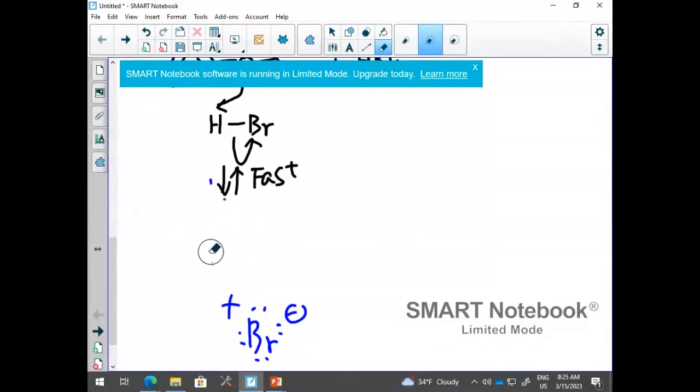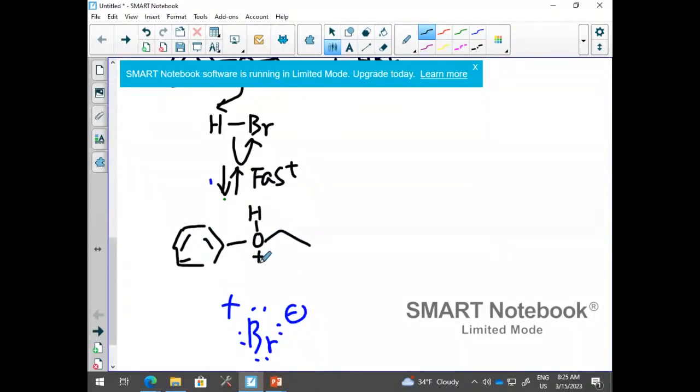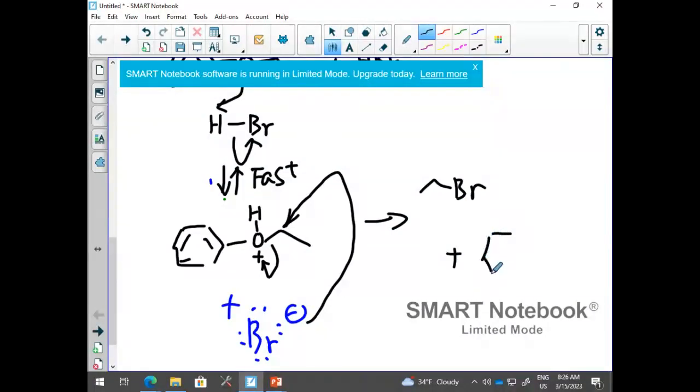Okay, let me rewrite it, maybe easier. Because this carbon oxygen bond is weaker than that carbon oxygen bond, breaking of this carbon oxygen bond is easier than breaking of that carbon oxygen bond. So this alone can justify why the nucleophile can attack here and give you this one. Then this will give you the ethyl bromide plus phenol.